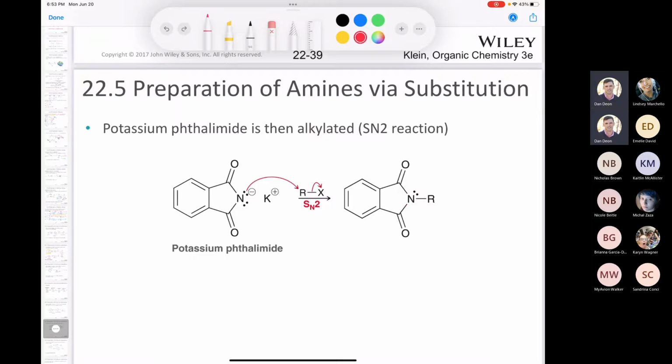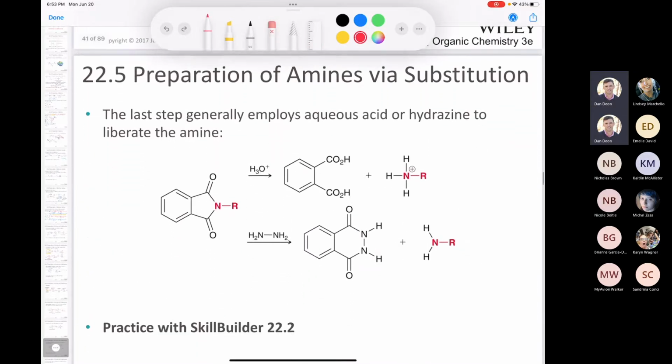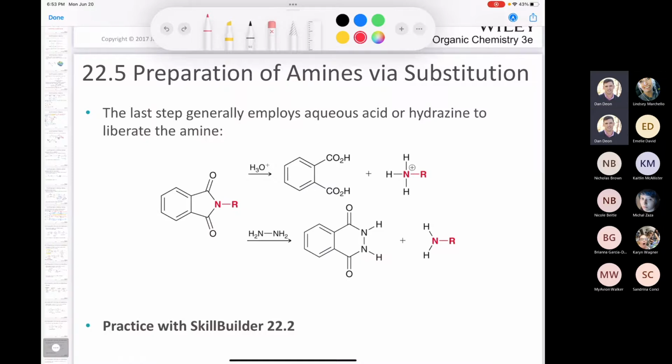All right, well then what do we do with that intermediate? Well, you've got a couple of options. Options are to either take the alkylated phthalamide and treat it with aqueous acid. That gives you this compound here. This is called phthalic acid. So the phthalic acid and the ammonium ion. But of course, you have to take that and treat it with sodium hydroxide, so NaOH, to make the amine. Or alternatively, you can use hydrazine.